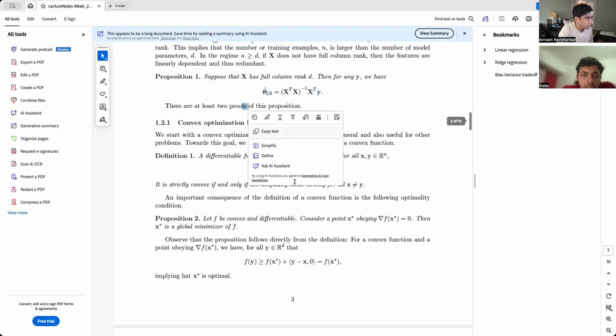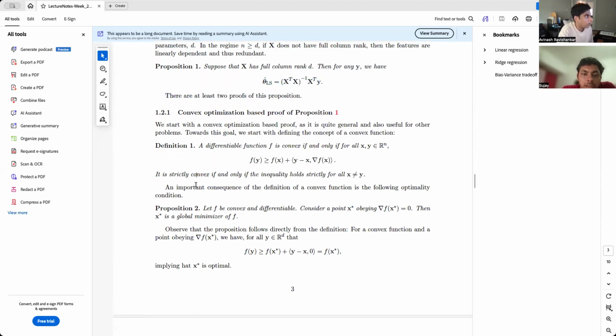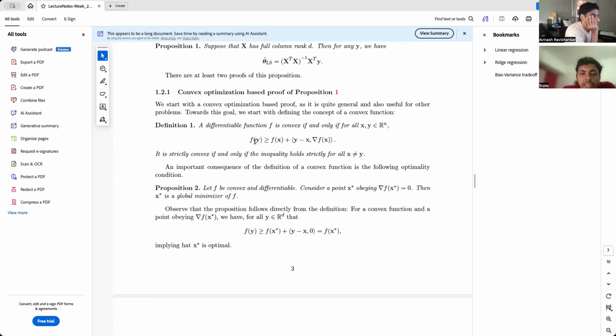There are at least two proofs of this proposition. This one brings convex optimization theory into this, which is a bit of overkill, but it's good to know as well. So this is the definition of a convex function. For any convex function minimization, you can just set the derivative to 0, and whatever solution you find is the global minimum. These are the two things.